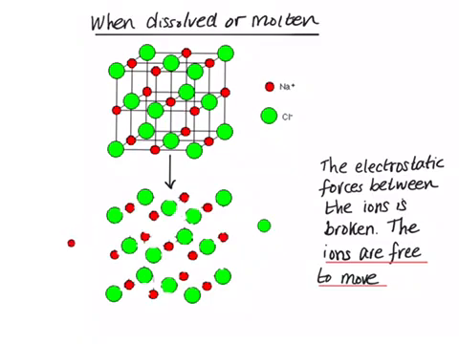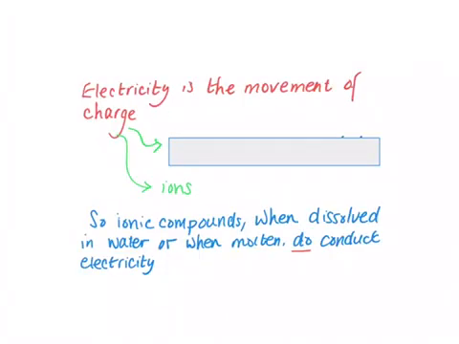Because the forces have been broken because it's dissolved or it's molten, and electricity is the movement of charge, the ions can move. So ionic compounds, when dissolved in water or when ionic compounds are molten, do conduct electricity just because the ions are free to move.